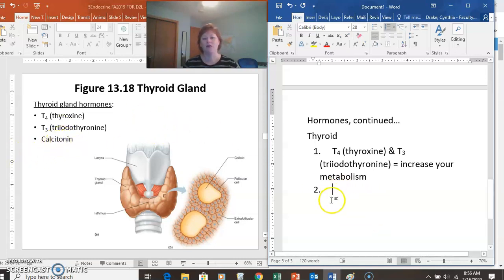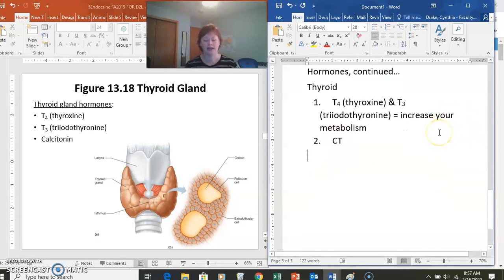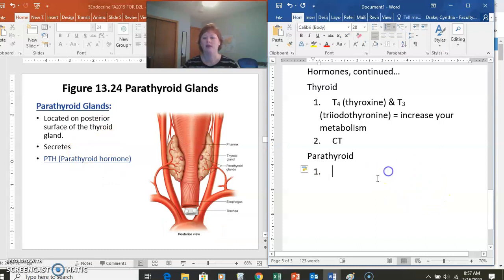Now, the third hormone that's going to be produced by the thyroid is called CT, or calcitonin. Now, calcitonin is an antagonist to a hormone made by the parathyroid gland called the parathyroid hormone. That's going to be a tough one to remember. Now, these 2 hormones are antagonists of each other. So if you remember what that means, if they're going to be an antagonist to something, they're going to oppose each other.